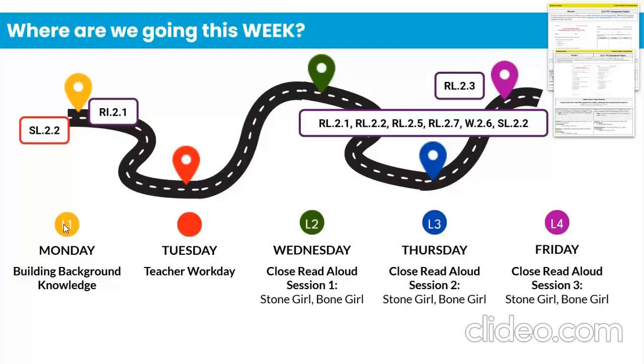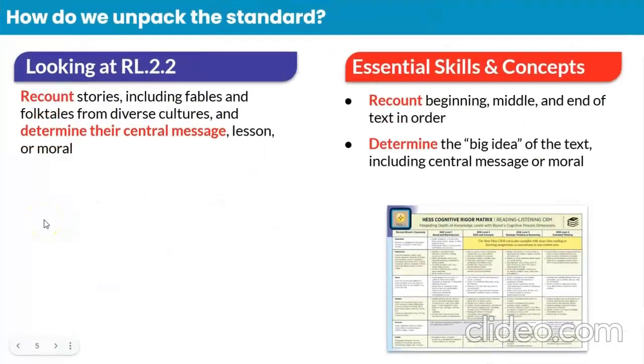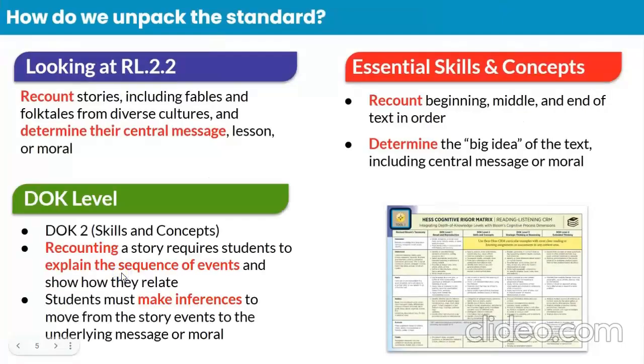Recounting is critical to this unit, so today we're going to unpack RL2.2 and 2.5 and see how they're interconnected. Next week we'll look at RL2.1 and 2.3 in more detail. RL2.2 asks students to recount stories including fables and folktales from diverse cultures and determine their central message, lesson, or moral. The natural DOK of RL2.2 is DOK 2, skills and concepts.